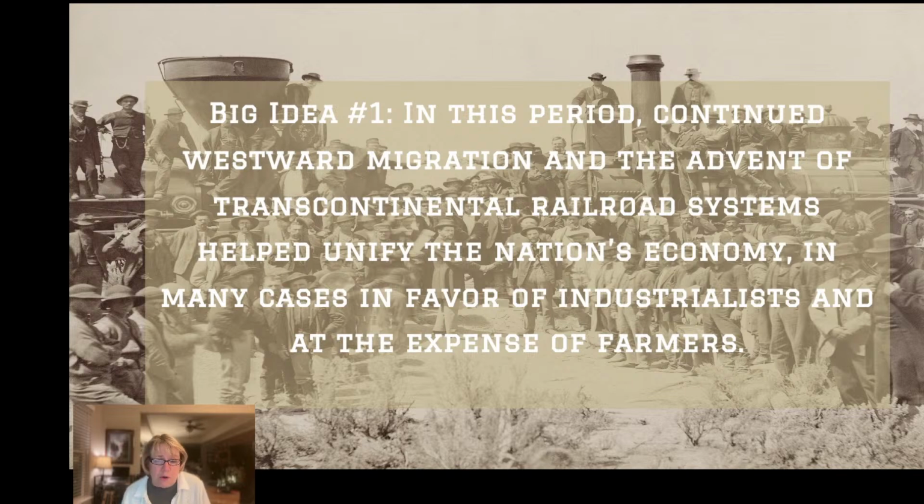Consumerism is going to grow due to all of the goods that we're going to start being able to produce and transport across the country. And the more widely available new products become, the greater the demand is.